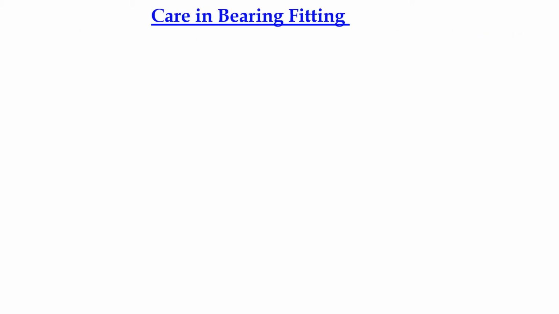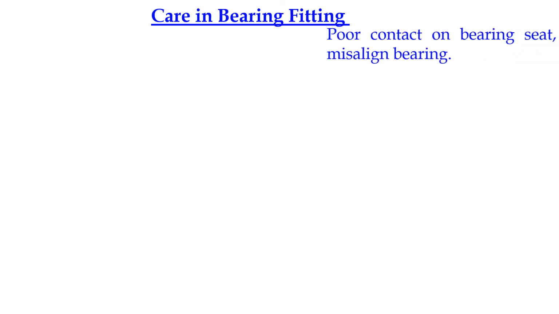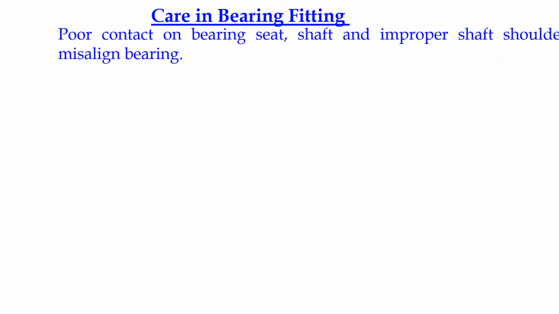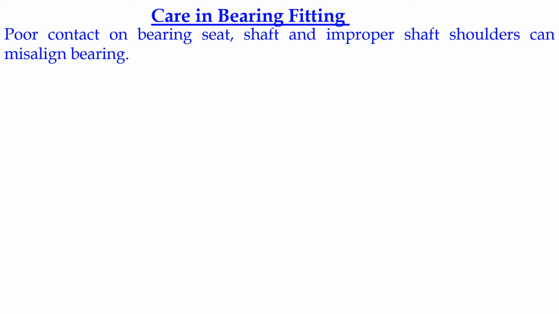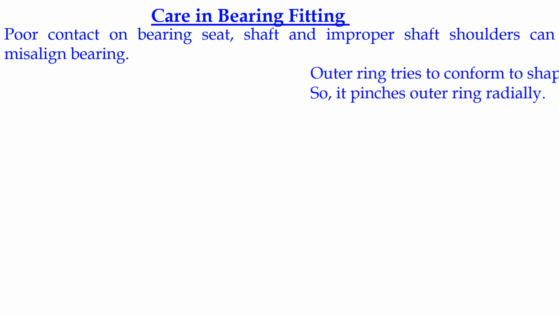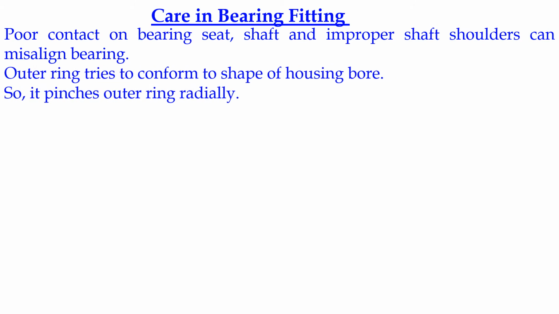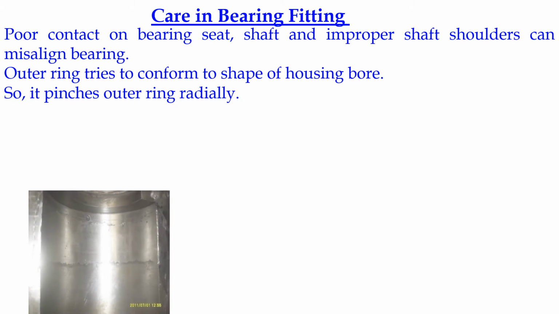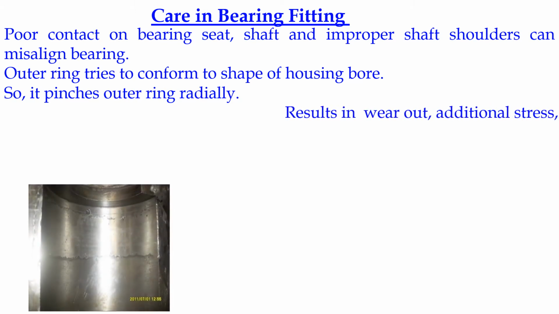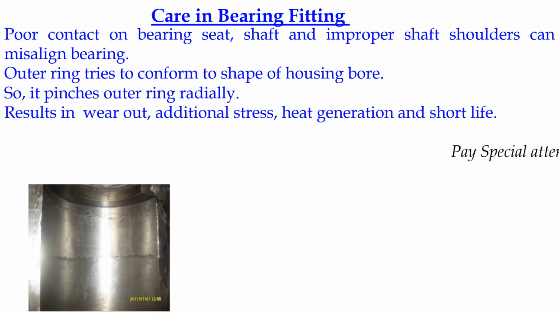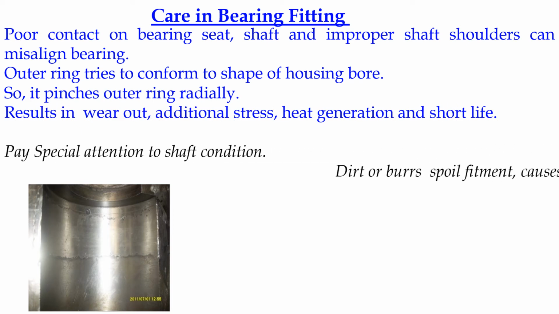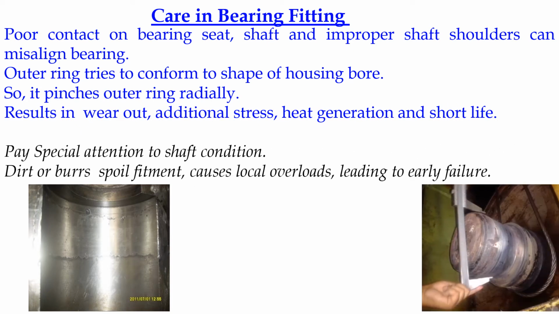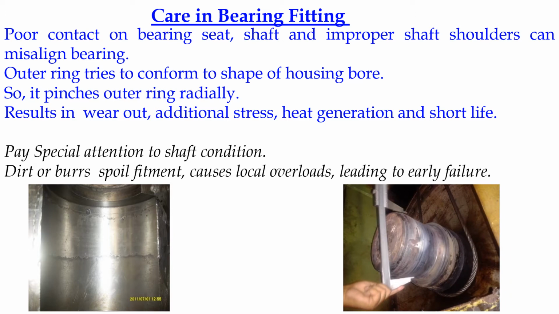Care in bearing fitting. Poor contact on the bearing seat or the shaft, and out of square housing shoulders, can misalign the bearing. The outer ring tries to conform to the shape of the housing bore. So, an out of round bore pinches the ring radially, which results in additional stress, heat generation, and short life. Pay special attention to the shaft condition. Dirt and burrs spoil the fitment and cause local overloads leading to early failure.